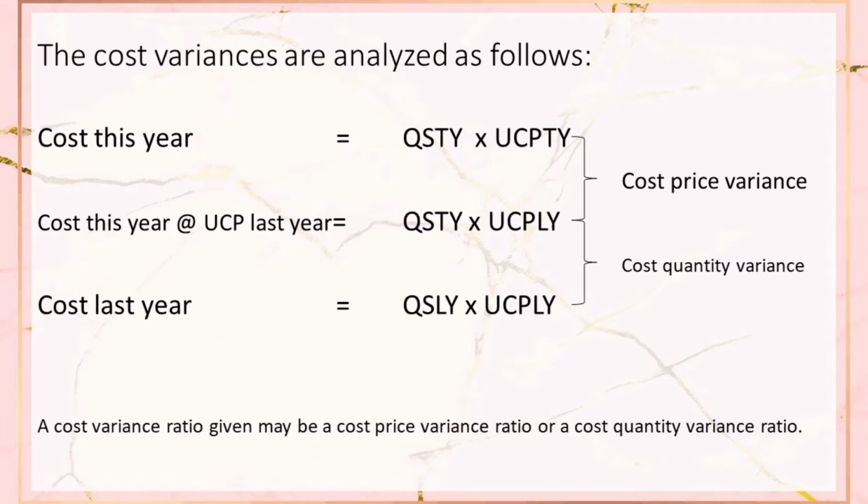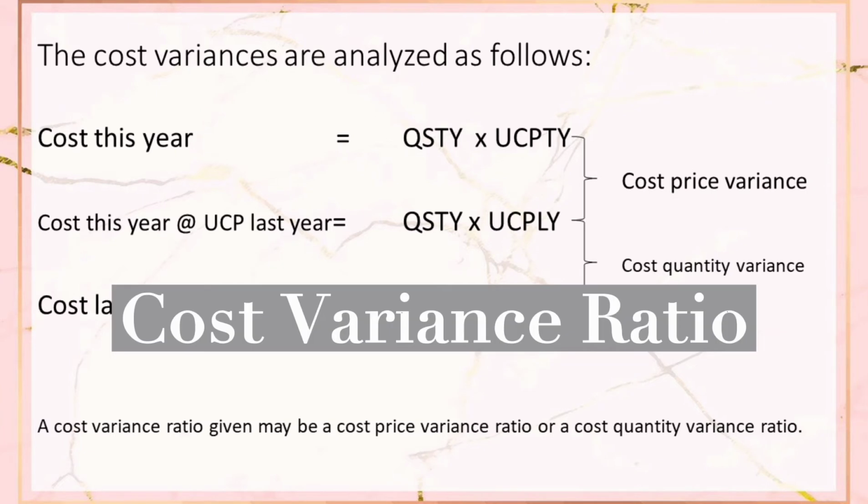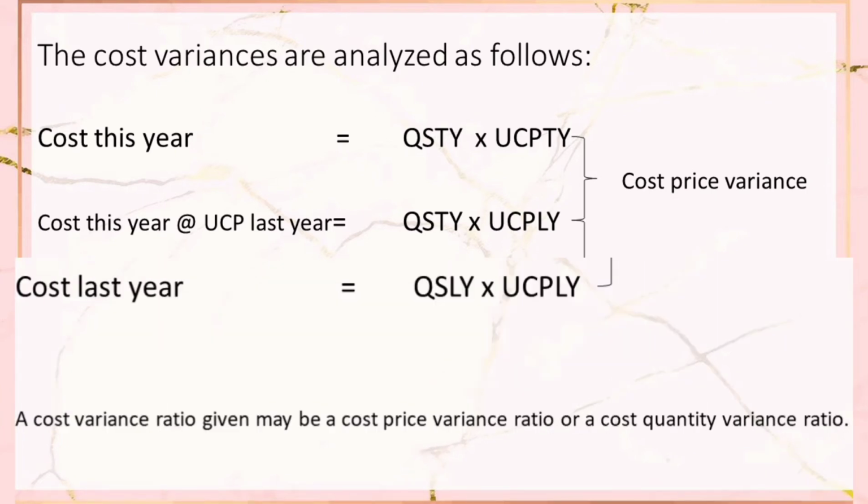So, the cost this year and the cost last year are normally available, same as the sales this year and the sales last year. They are normally available, but what we will compute is the cost of goods sold this year at the unit cost price last year. To compute this amount, we have to know the cost variance ratio. A cost variance ratio given may be a cost price variance ratio or a cost quantity variance ratio.